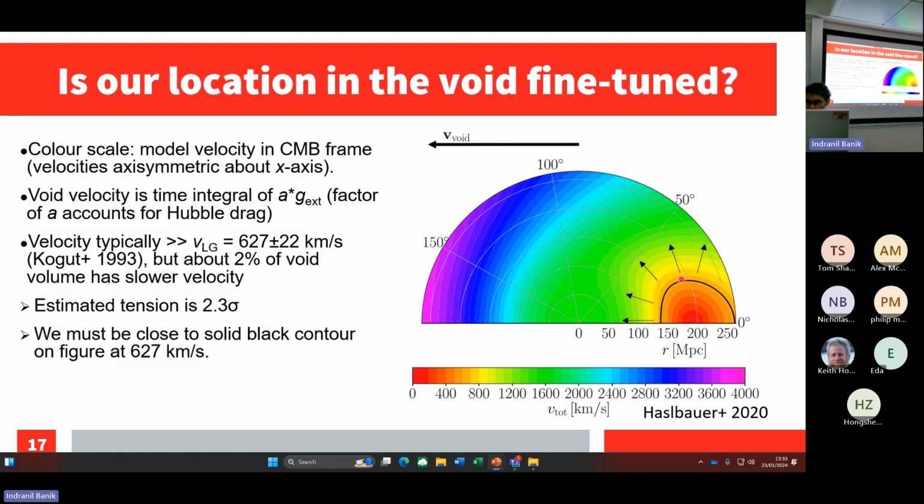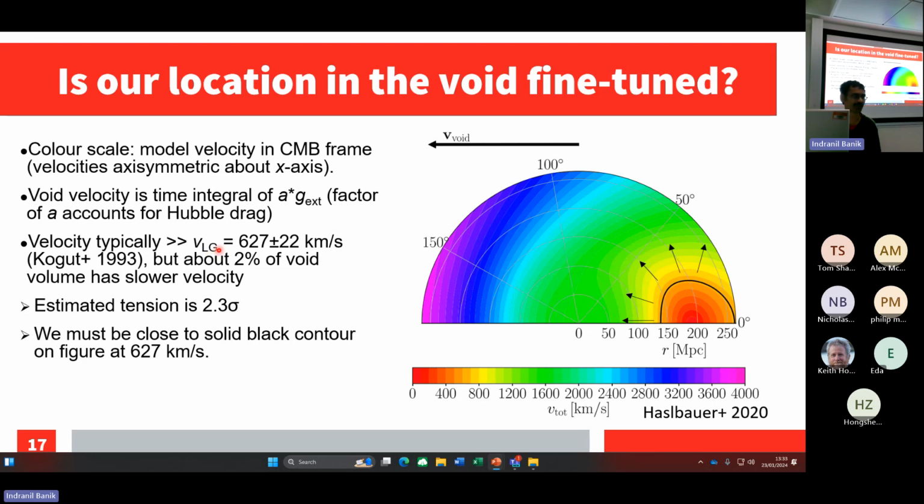This black contour shows all the points where the velocity essentially matches our velocity in the CMB frame. But when I say our velocity in the CMB frame, obviously we should try and minimize the effect of Earth's motion, the Sun's motion, the Milky Way's motion, and the Milky Way's motion relative to Andromeda. We're using the Local Group as the largest reference frame to which you can reliably transform your velocities. Anything beyond that becomes a bit dodgy.